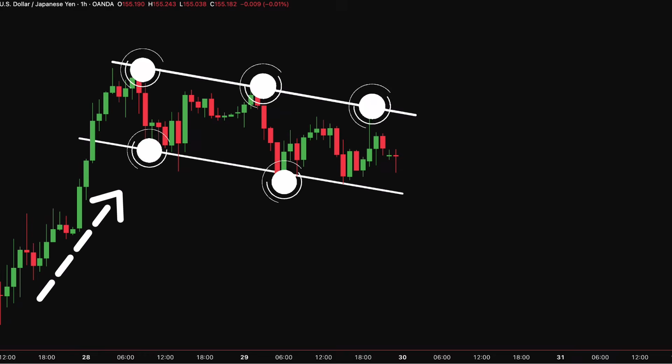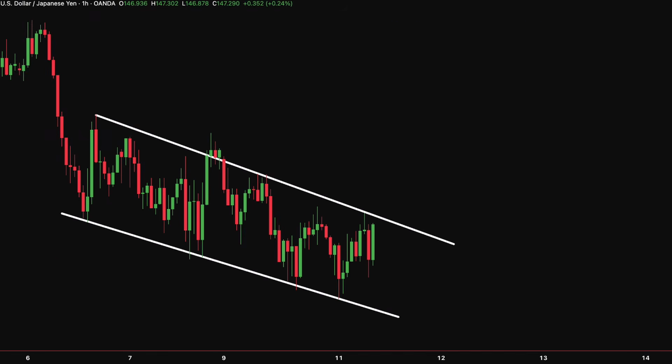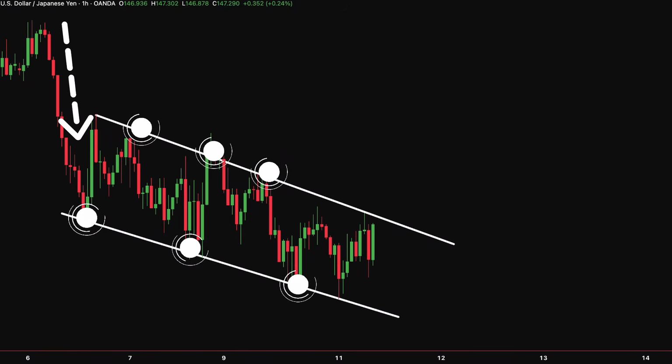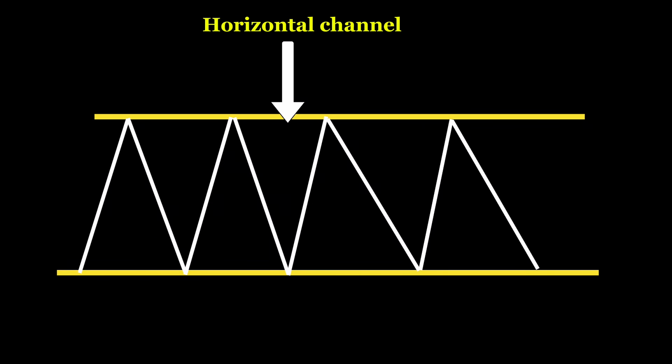In a bullish setup, the descending channel can appear as a corrective pullback in an uptrend, and an upside breakout may mark the resumption of bullish momentum. In a bearish setup, it confirms a continuation when the pattern forms during a downtrend and price breaks through the lower boundary. Finally, we have the horizontal channel, also known as a range or consolidation zone.